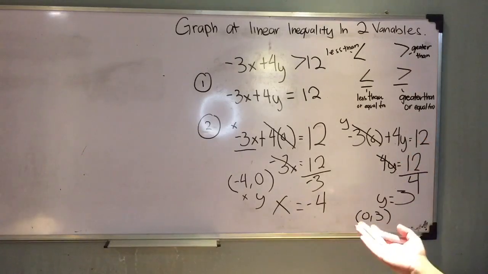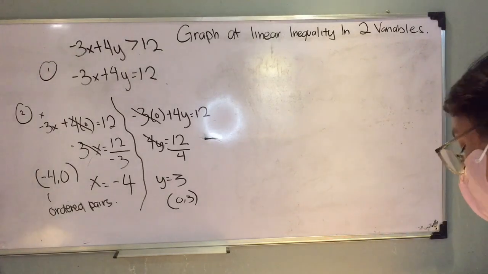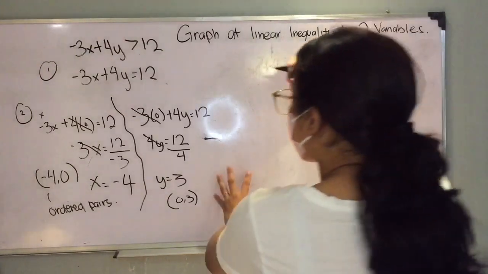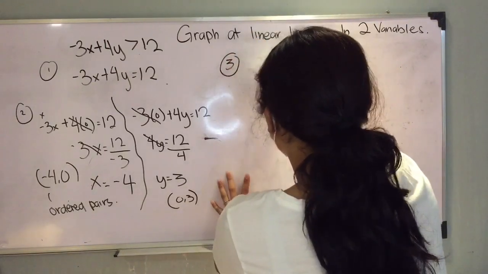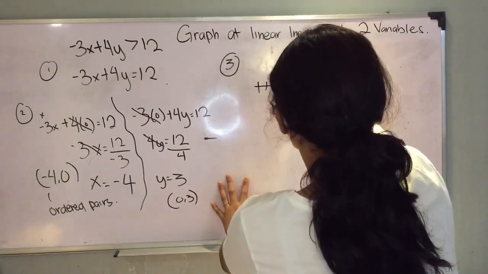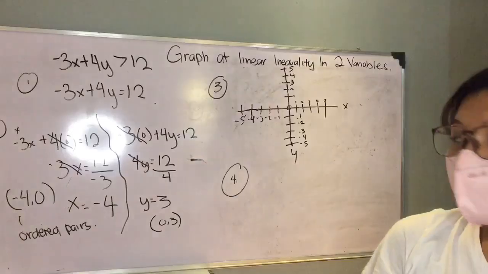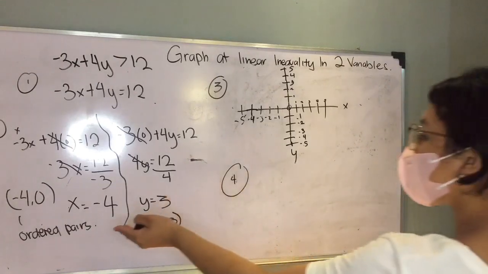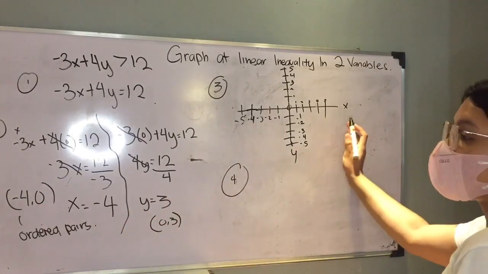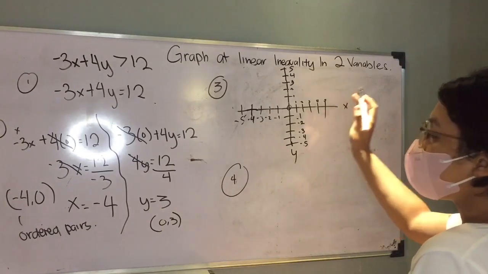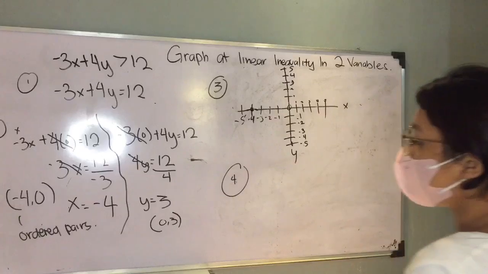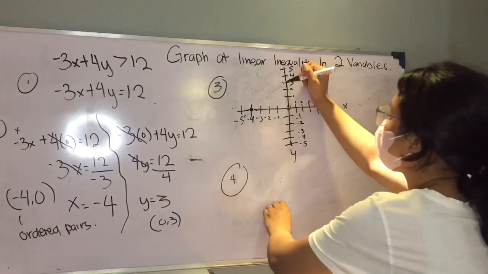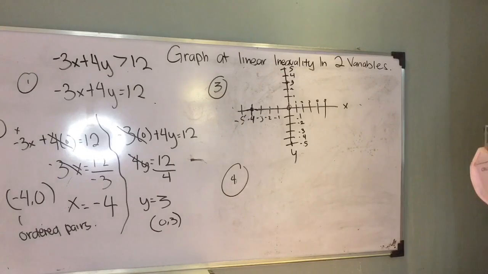Once we have solved for our x and y intercepts, our third step is to plot them in the Cartesian plane. Once you're done drawing your Cartesian plane, you'll be plotting your ordered pairs. For our x, we got negative 4, so you're going to plot negative 4 on the x-axis. Then our y is positive 3. There you go. Once you're done plotting the ordered pairs, you'll be drawing a boundary line.